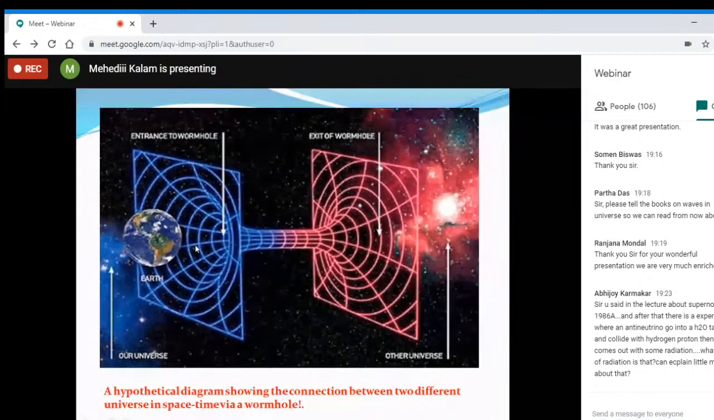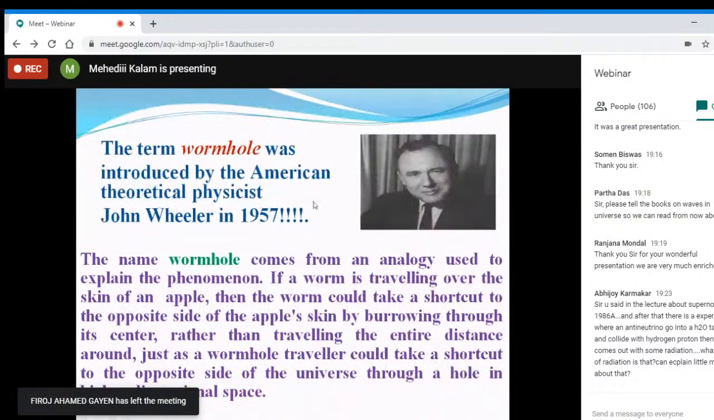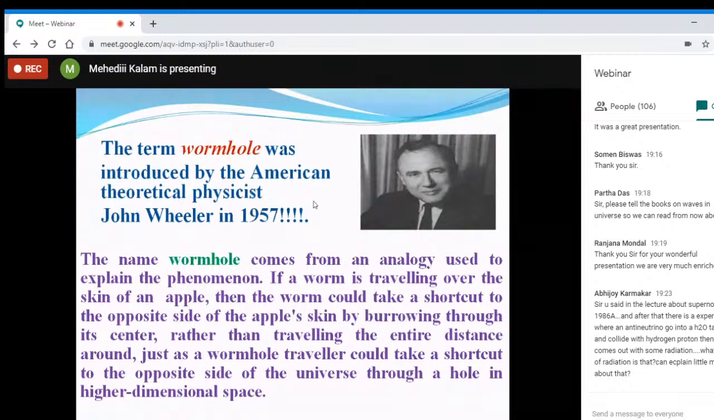So through this wormhole, interstellar travel may be possible. Now, the term wormhole was first introduced by American theoretical physicist John Wheeler in 1957. Why is it called a wormhole? What is the analogy?